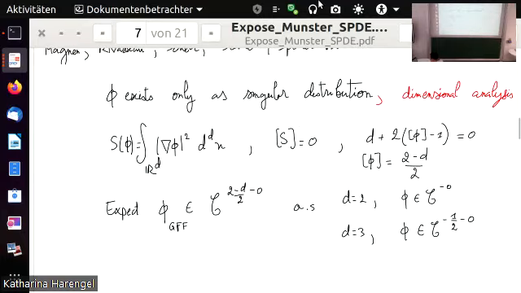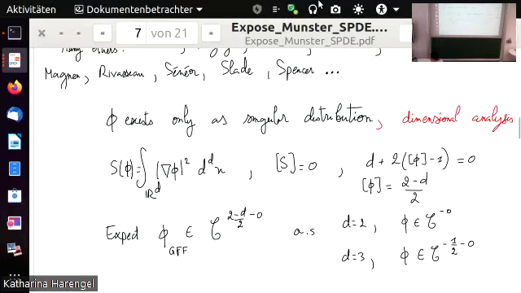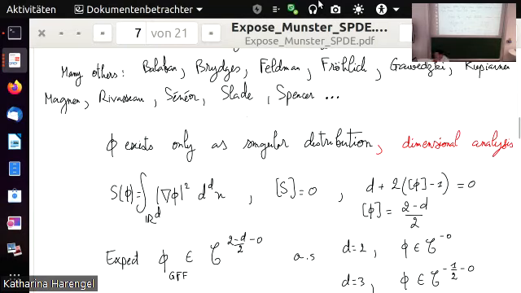Okay, so here I give a non-exhaustive list of many people who contributed to this field. It was a starting point of constructive quantum field theory, and people work on many models that I'm not an expert in, so I cannot list them. Today I talk about these Ginzburg-Landau type models.